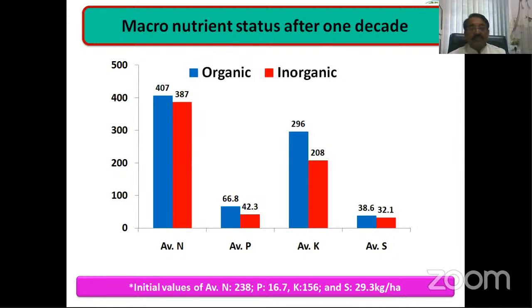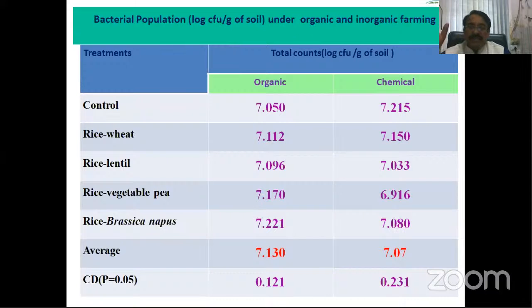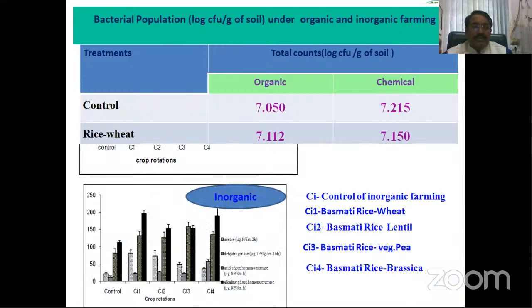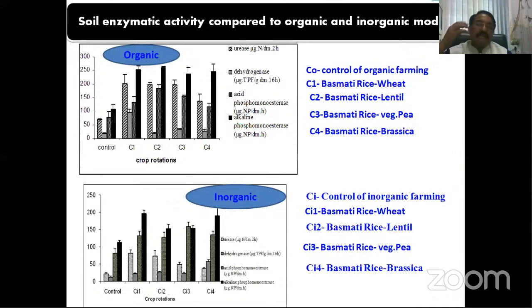If you are always using a higher CN ratio, two-thirds of the carbon will be lost to the environment. One-third of the carbon will be responsible for carbon buildup. But whatever carbon is there, the microbes will take it, and the net availability of nutrients will be reduced. So if you are managing the CN ratio, the micronutrient status will also increase. Then the bacterial population and enzymatic activity are all increased.